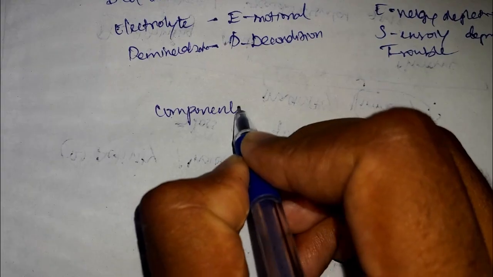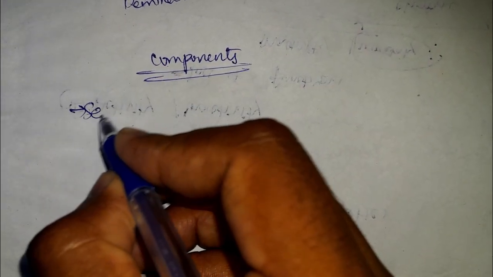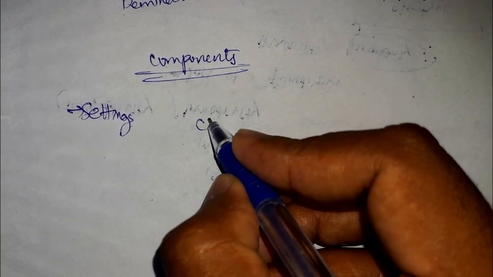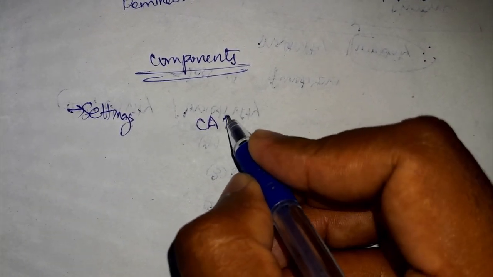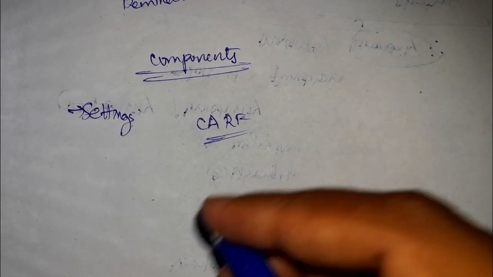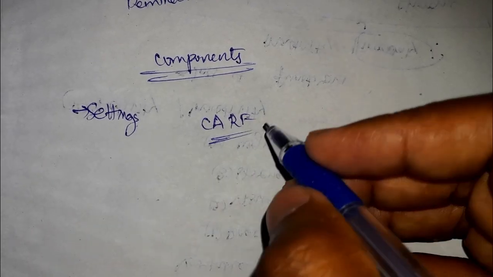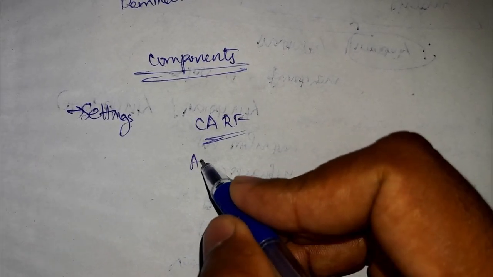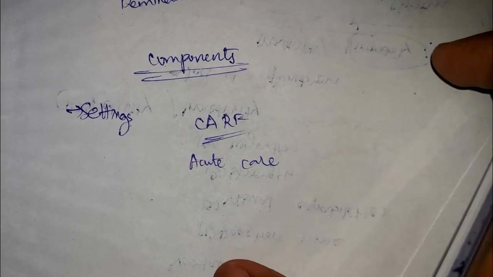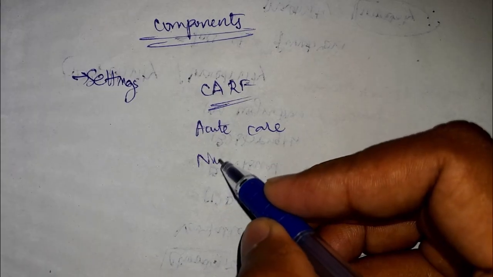Then come to the components of rehabilitation. What are the rehabilitation settings? One organization, the Commission on Accreditation of Rehabilitation Facilities, has defined three levels of inpatient medical rehabilitation: rehabilitation for acute care and hospitals, rehabilitation hospitals, and nursing home rehabilitation.